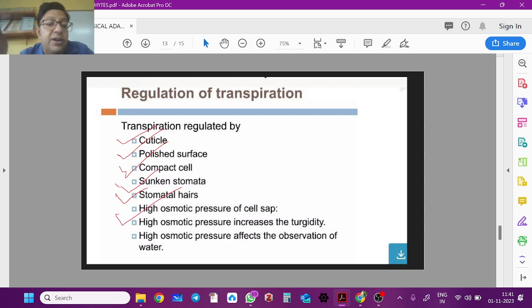Then high osmotic pressure of cells, what I was telling right now. High osmotic pressure increases turgidity, meaning the stomata is open. And high osmotic pressure affects the absorption of water, so water stops going out.